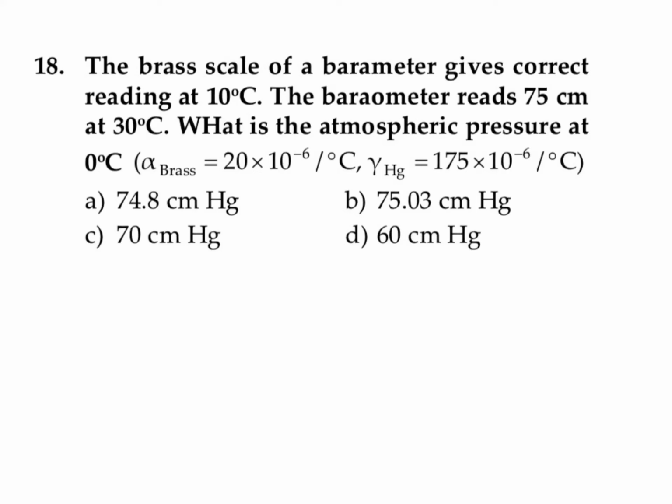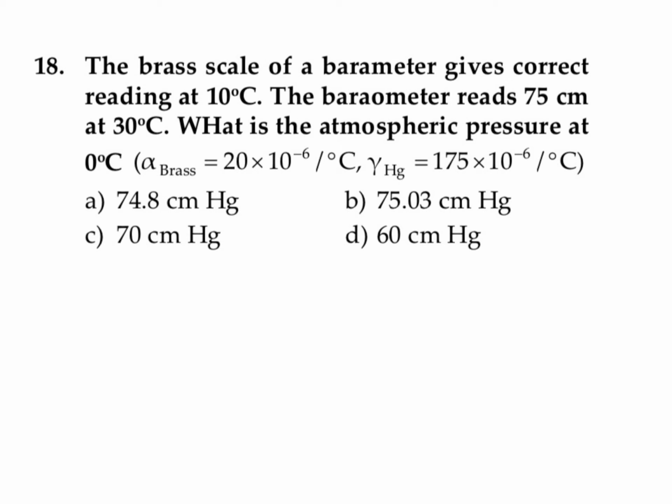In this question, it is given that a brass scale of a barometer gives a correct reading at 10 degrees Celsius. The barometer reads 75 centimeter at 30 degrees Celsius. What is the atmospheric pressure at 0 degrees Celsius? The coefficient of expansion of brass and the real coefficient of expansion, or the value of gamma, of mercury are given. So this question is somewhat difficult.